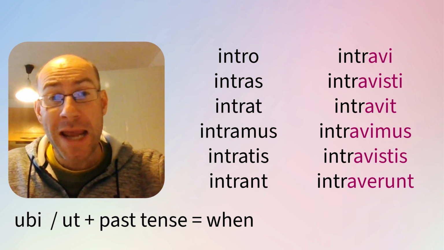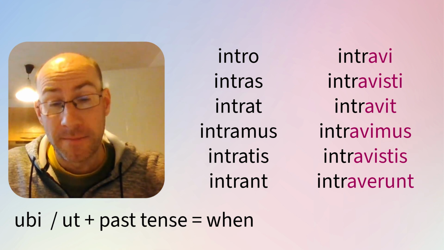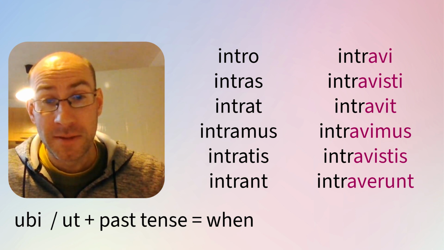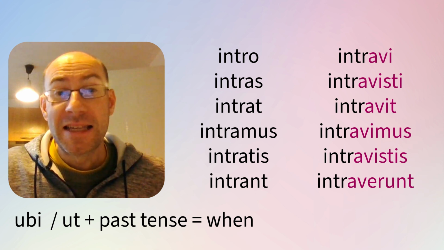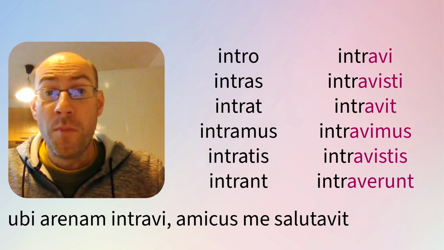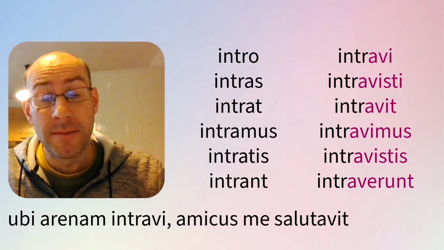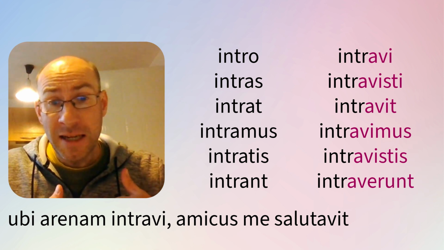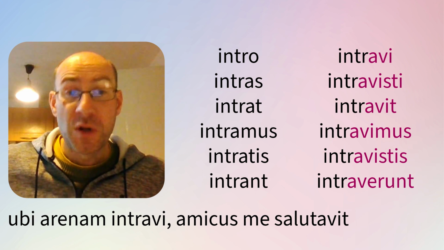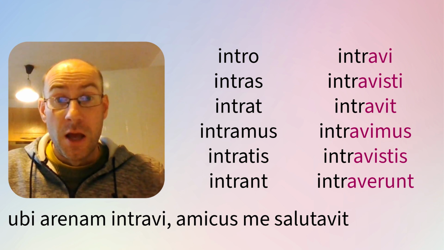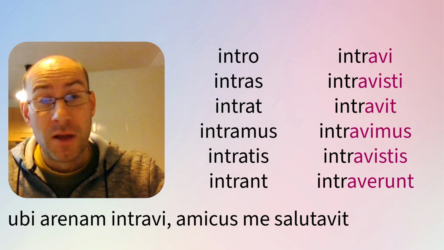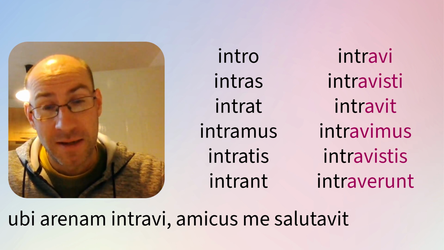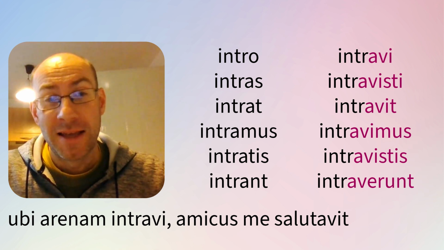Ubi, arenam, accusative, intravi. Ubi arenam intravi, my friend greeted me. Amicus me salutavit. Ubi arenam intravi, amicus me salutavit. So we've got intravi, because it's I did it, and salutavit, because he did it, third person singular. When I entered the arena yesterday, ubi heri arenam intravi, my friend greeted me, amicus me salutavit.